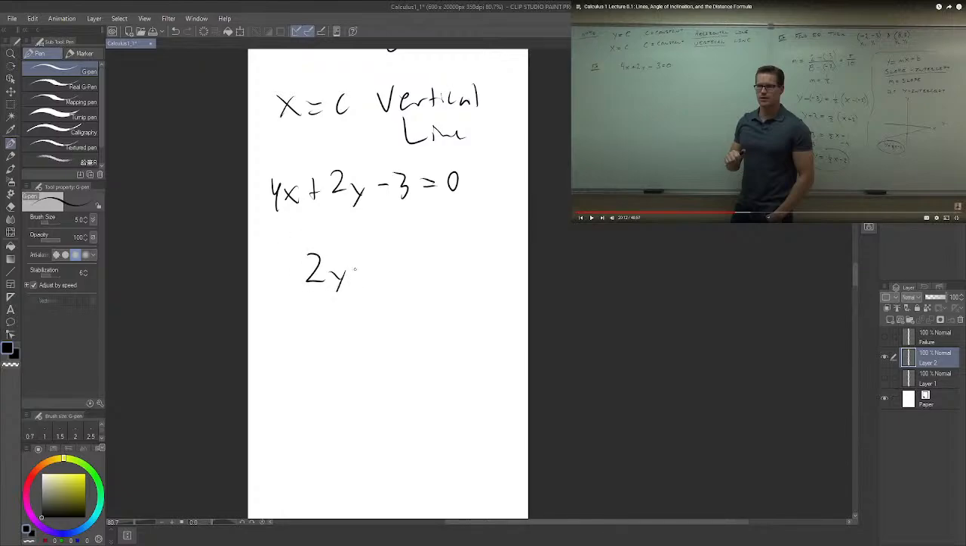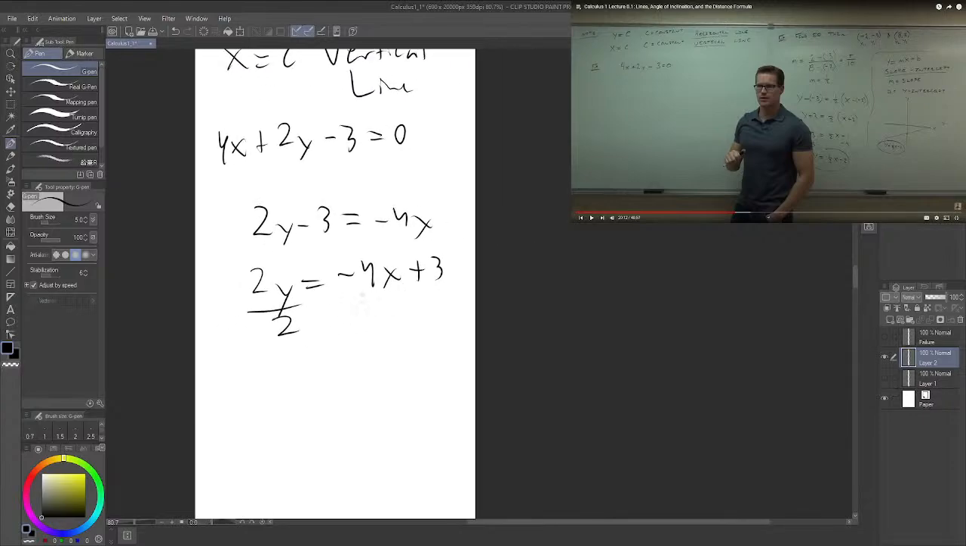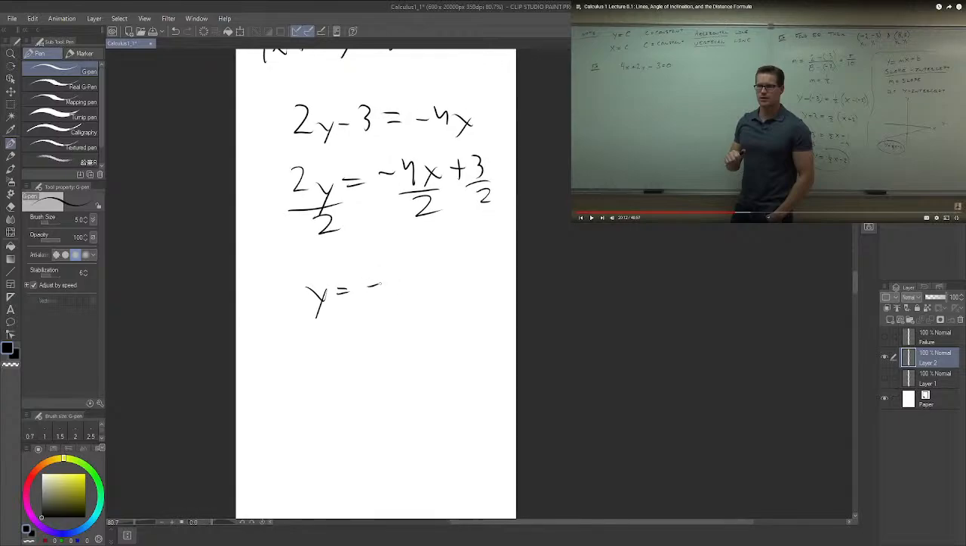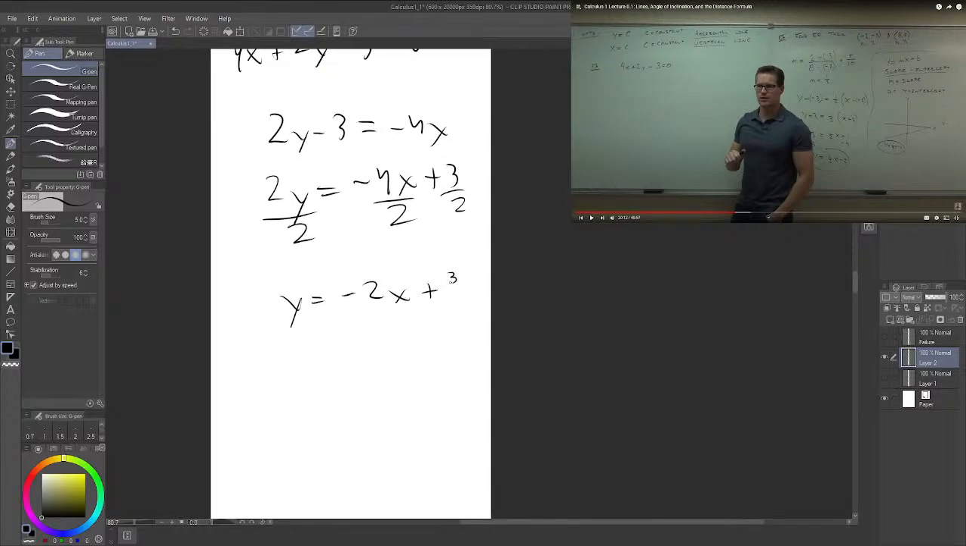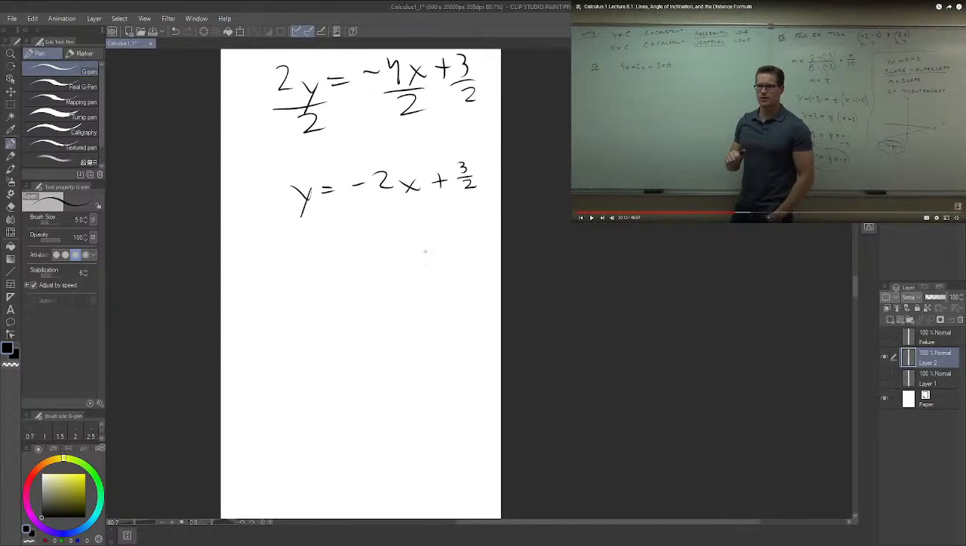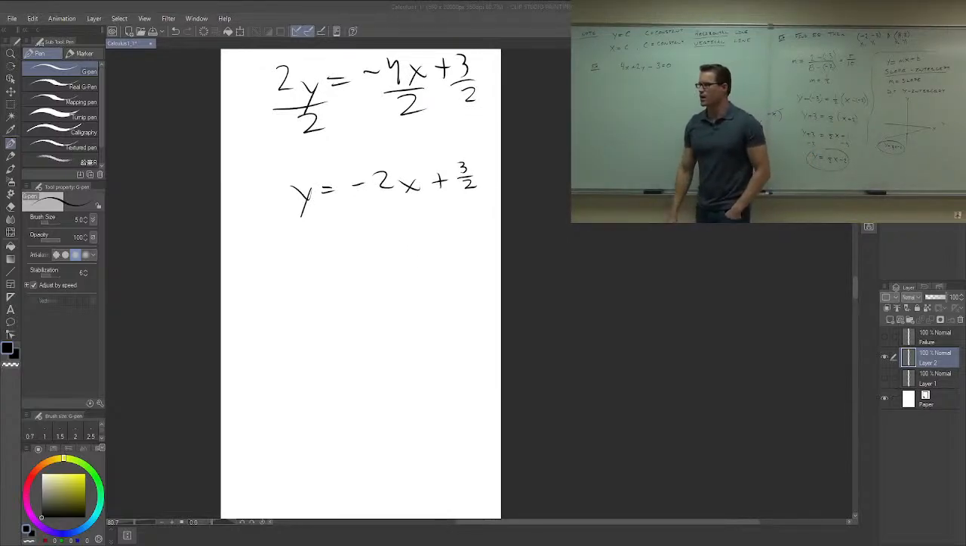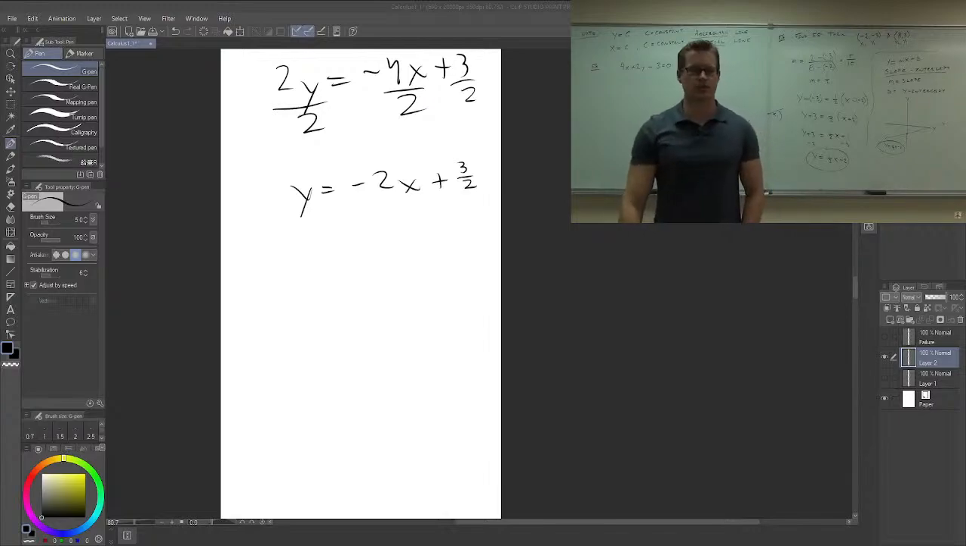So 2y minus 3 equals negative 4x. 2y equals... I could have just moved them both over at the same time, whatever. Negative 4x plus 3, divided by 2. Y equals negative 2x plus 3 over 2. I don't really want to graph it. Go ahead and try that for me. Just go ahead and solve for y and make that slope-intercept. We want to make sure you can do it.